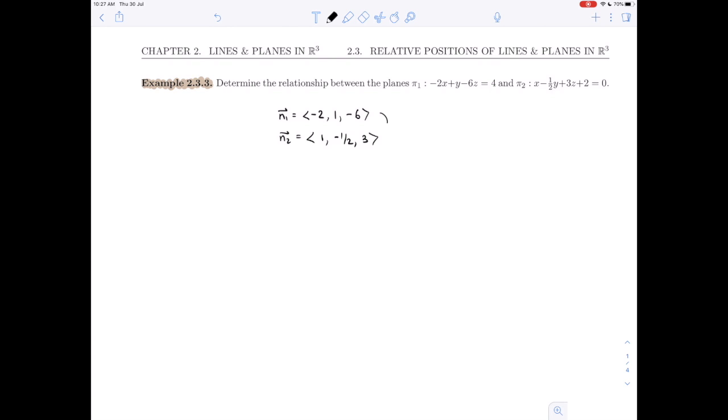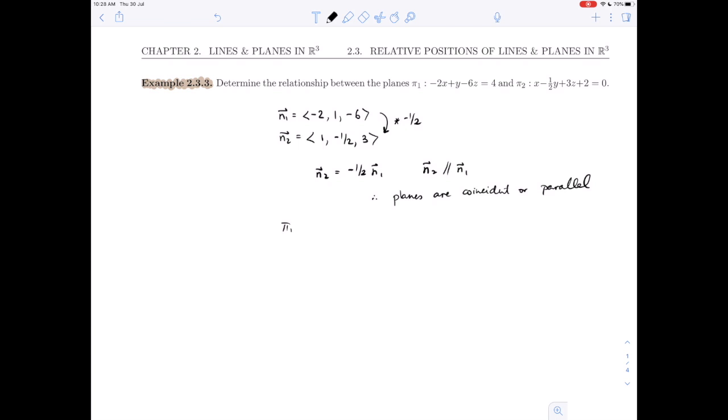We want to know if these are parallel, and so we want to know if they are multiples. A quick inspection gives us that n2 is minus 1/2 times n1, which means that n2 and n1 are indeed parallel. So our planes are either coincident or parallel. To distinguish between those cases, we're going to examine the full equations.